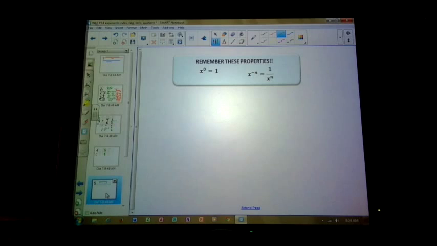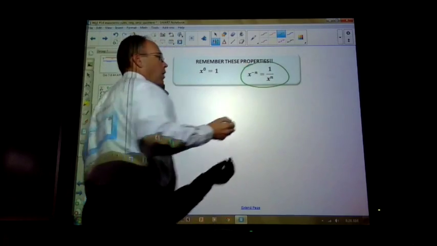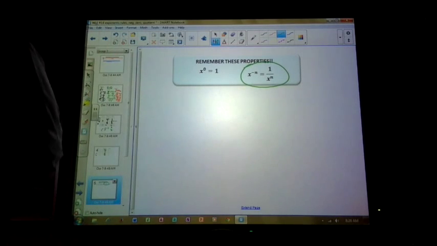Okay, so x raised to the 0 is equal to 1, and x raised to the negative n power is the same thing as 1 over x to the n. So a negative exponent wants to switch spots. I want to focus on this for a sec. It wants to switch spots. So what does that mean?